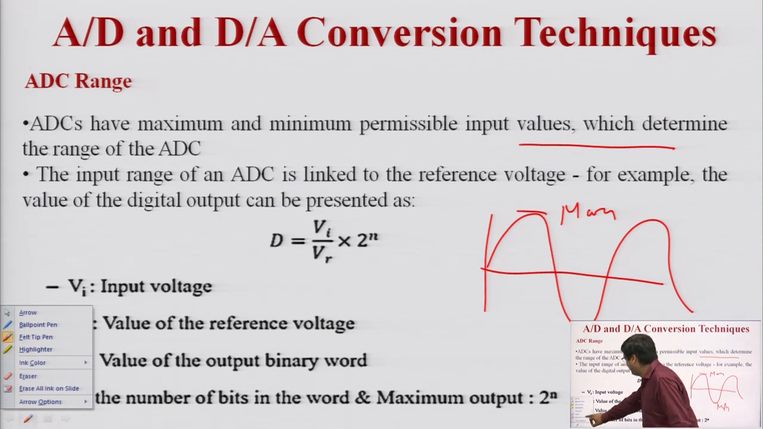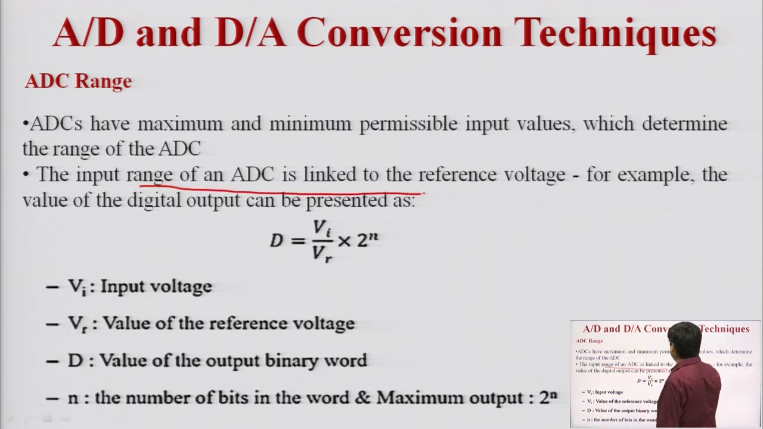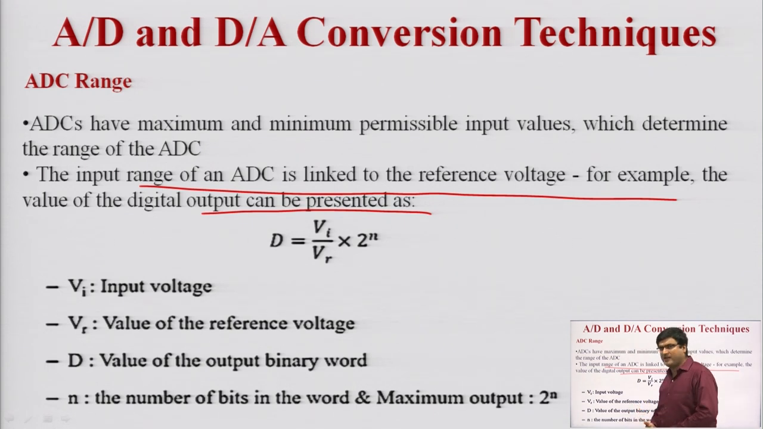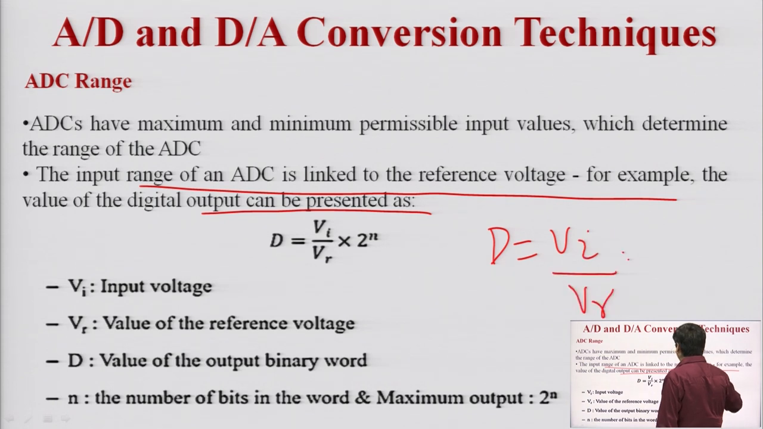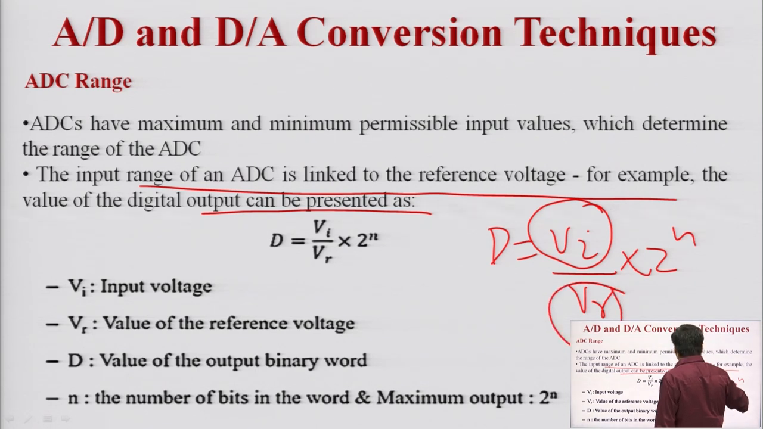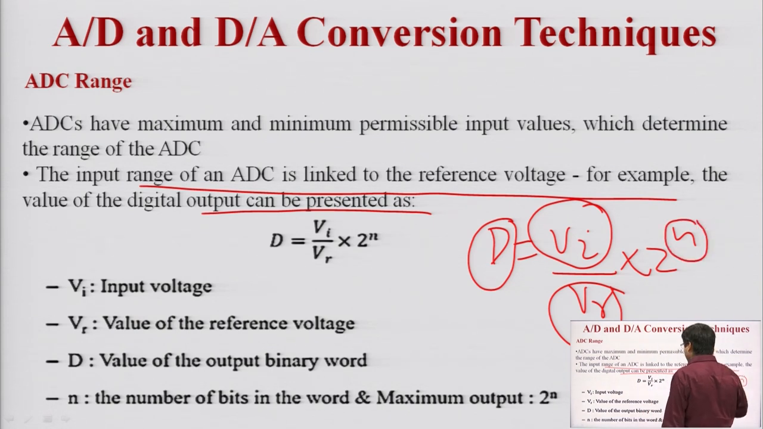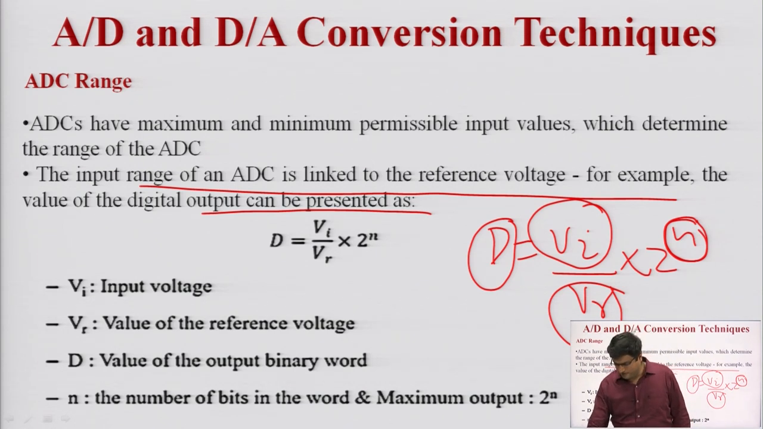So we can say that the input range of an ADC is linked to the reference voltage. For example, the digital output that we take from the ADC has a value of D equals VI divided by VR times 2 to the power n, where VI is the input voltage, VR is the reference voltage, and D is the output that has been converted from analog to digital. And n is the number of binary bits.